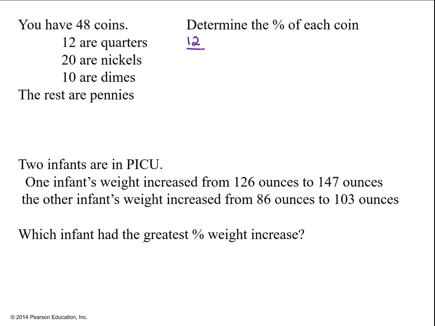What is the total? 48. So it's the number that are the parts, so that is the part that are quarters, divided by the total number of coins, because they don't necessarily have to be 100. So 12 out of 48 are quarters. Multiply that answer times 100.